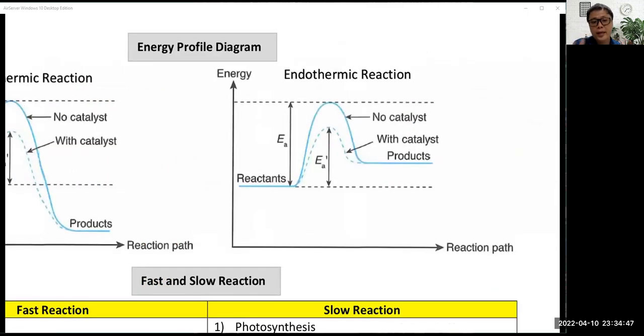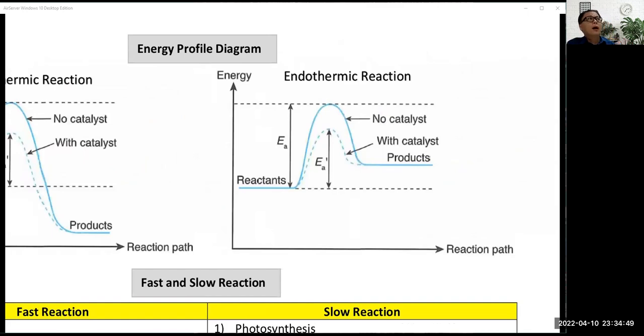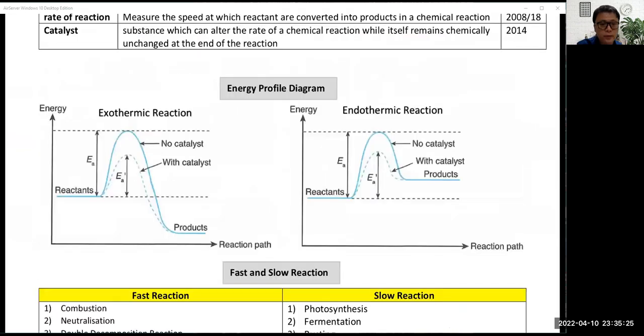Then after that, if a KBAT question really comes out, it must be related to Form 5, Chapter 3, which is thermochemistry. They will come out with a reaction which is endothermic. For endothermic, because it absorbs energy, it absorbs heat energy. So when you absorb energy, your energy goes up, going up like this. Then with catalyst, of course, the activation energy will be lower here. Without catalyst, you'll need more activation energy to start the reaction.